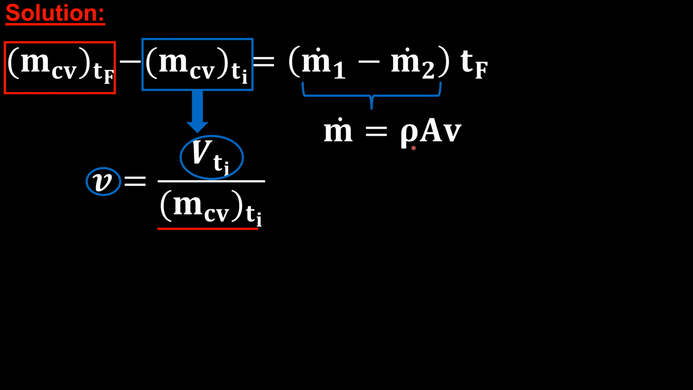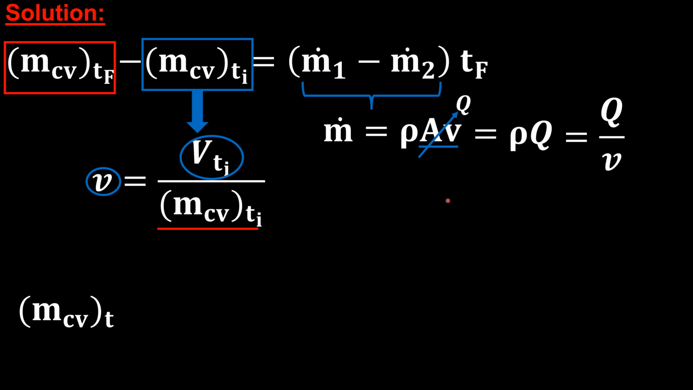Mass flow rate is density times area times velocity. And what is area times velocity? As we mentioned in the second slide, area times velocity is volumetric flow rate. So we can rewrite this equation as density times volumetric flow rate. Now, since we don't have the density of the crude oil, but we have the specific volume, and the specific volume is the reciprocal of density, we can rewrite it in this way. And remember, Q is area times velocity.